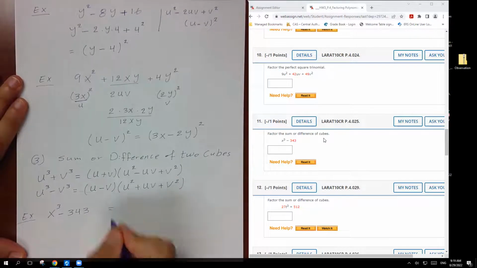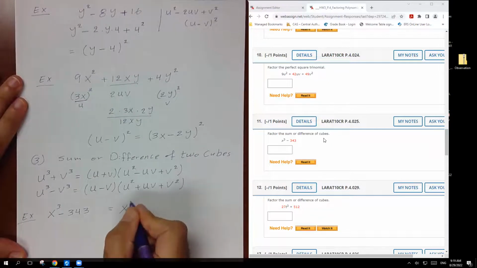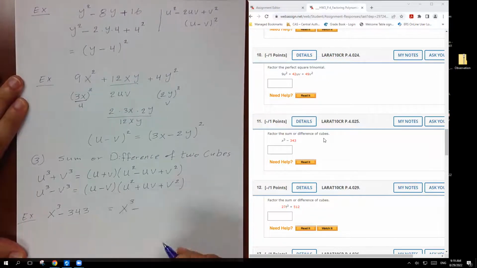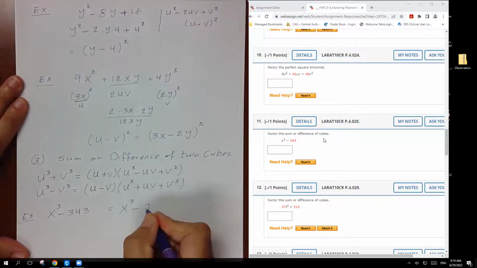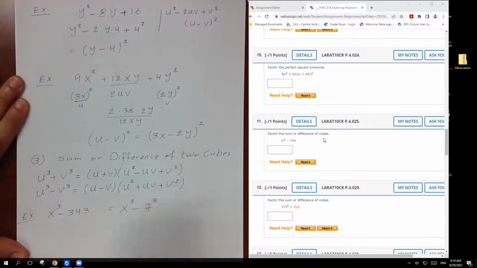Let's check that. This one, here's x cubed minus 343. This number is 7 cubed. 7 times 7 is going to be 49. 49 times 7 is going to be 343. That means the first one is a cube, minus the second one is a cube. So this is a difference between two cubes.